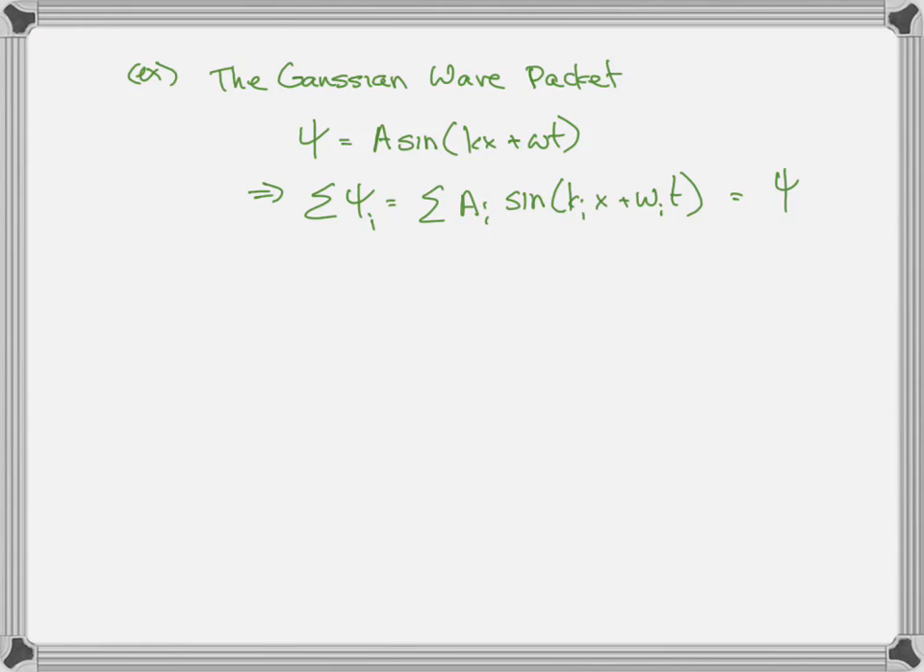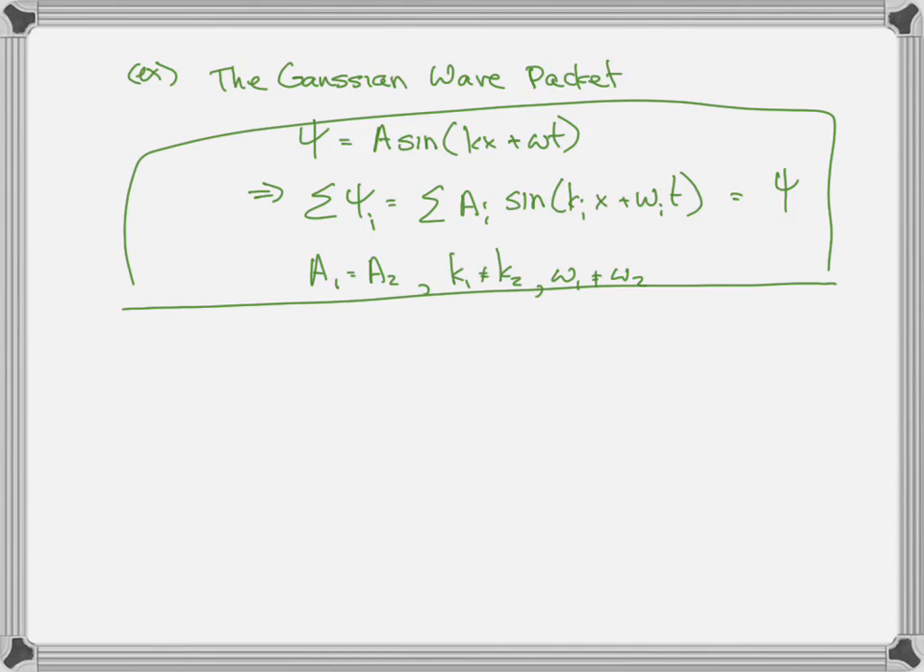And we had really only summed two of these. When we summed two, we did an example where A1 equals A2, but k1 not necessarily equal to k2, omega 1 not necessarily equal to omega 2. We used that as an example of a wave packet, and then showed with the simulation that if you add in more components, you can localize the wave packet better. The Gaussian wave packet is an example of a localized wave packet. So that was just a reminder of what we had done before.